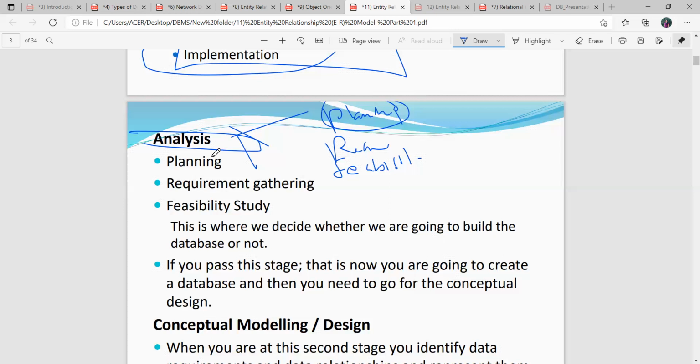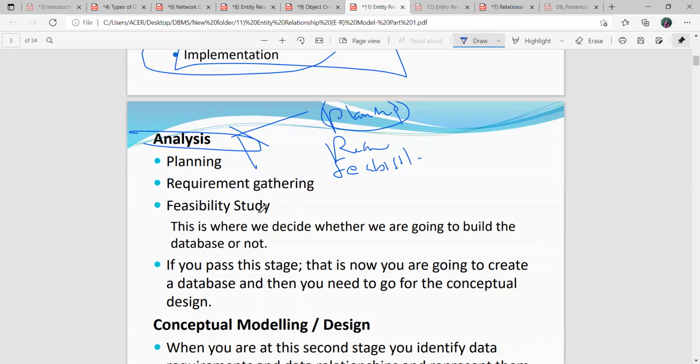After that, the next one is the feasibility study. This is the step where we decide whether we are going to build the database or not. In the planning stage, we are planning about the database: what the database is, what the data sources are, and how we can create it. We have a pre-planning about the database in the planning stage. Then we collect the information about the database. After that, in the feasibility study, we decide whether we are going to build the database or not.